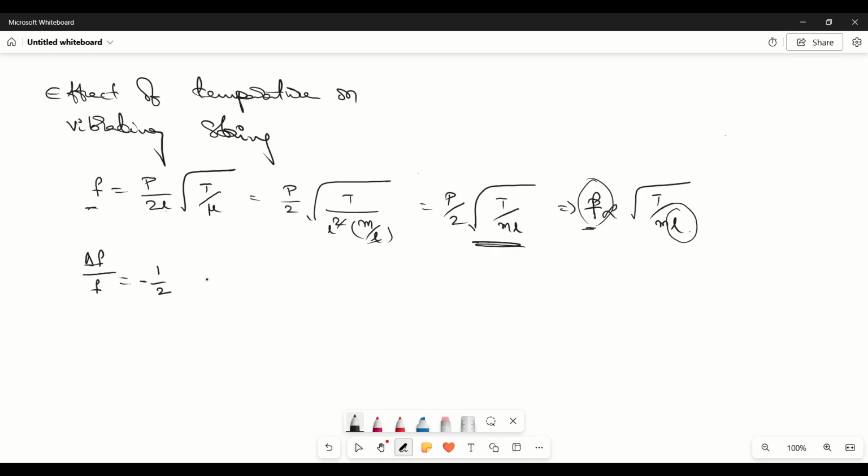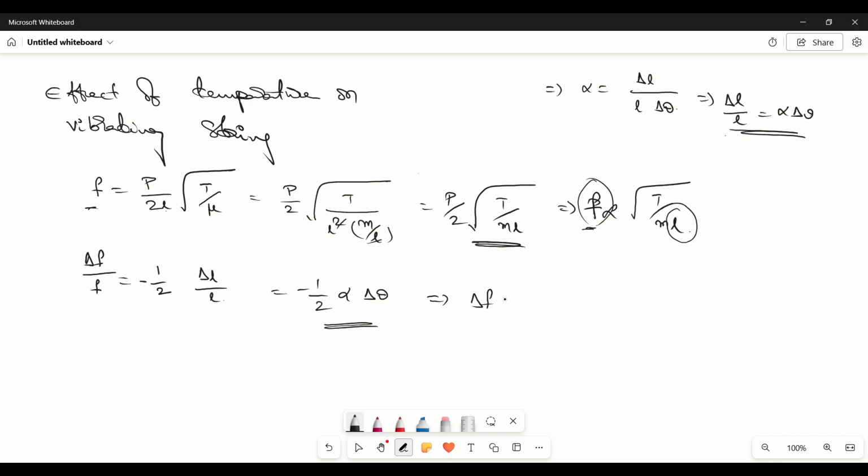As we know, the coefficient of linear expansion is represented as delta L by L into delta T. So from this equation, we can represent delta L by L is equal to alpha into delta T. So when we substitute here, we get minus 1 by 2 into alpha into delta T. So this represents the expression for change in frequency based on change in temperature. So take a screenshot, we'll continue.